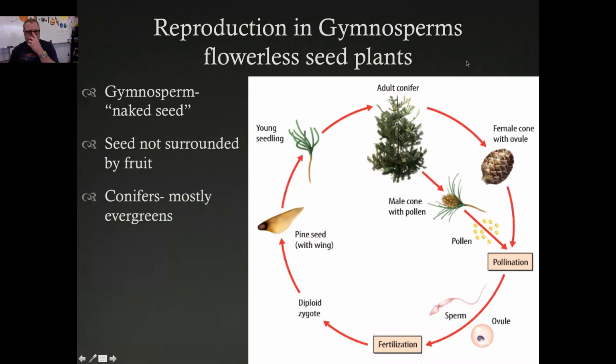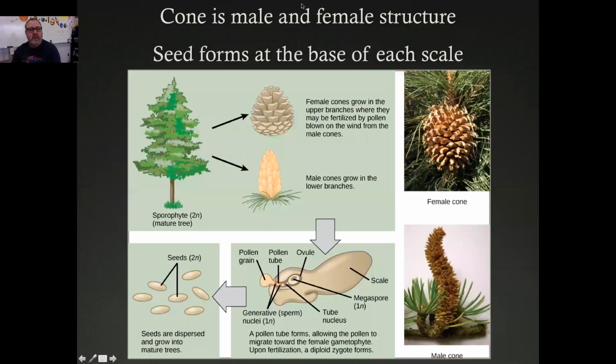In gymnosperms, or cone-bearing plants, it works a little bit differently. These are flowerless seed plants. Gymnosperm literally means a naked seed, and those seeds are not surrounded by a fruit. So we're thinking about cones from pine trees, and this is mostly conifer plants. The cone is both male and female structure, and the seed forms at the base of each of the scales. Okay, so each of these little things is the scale.